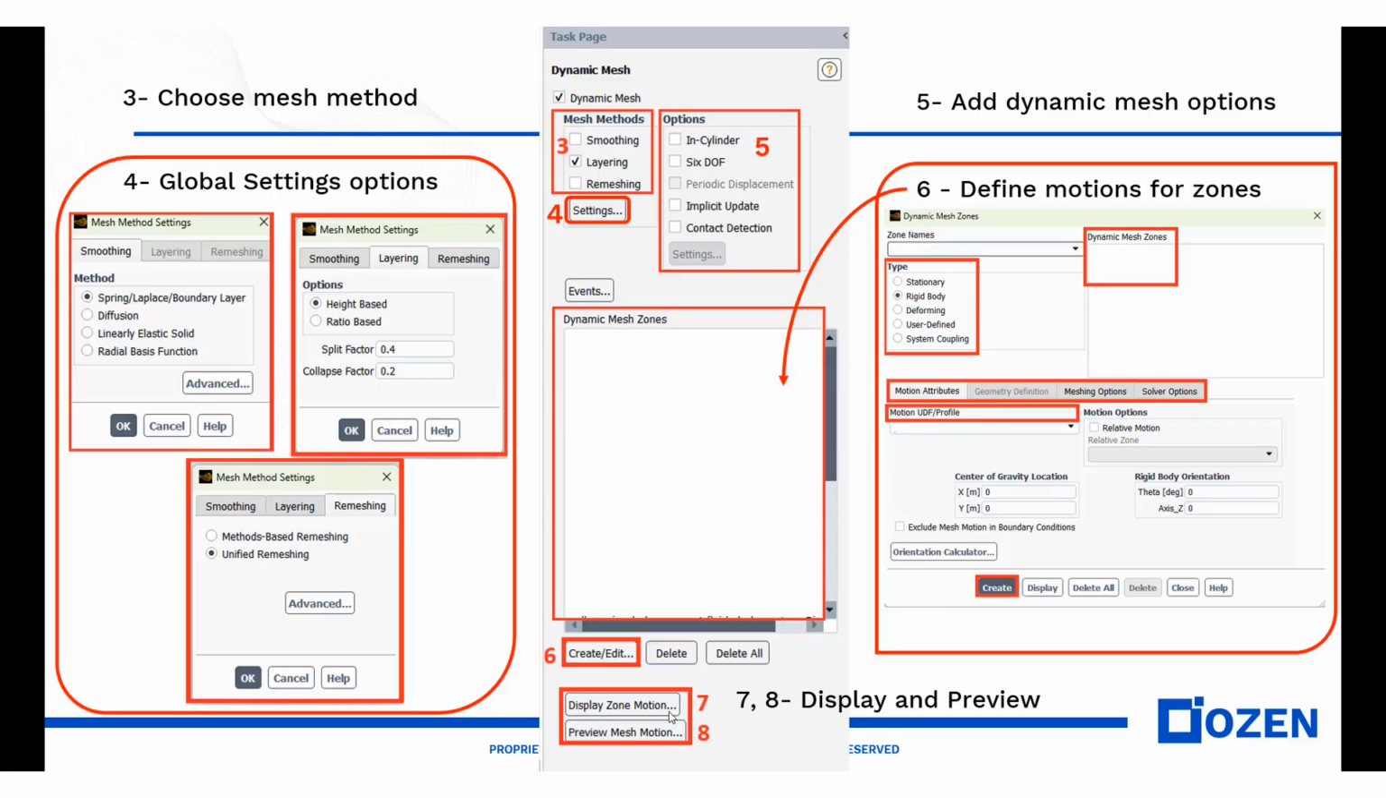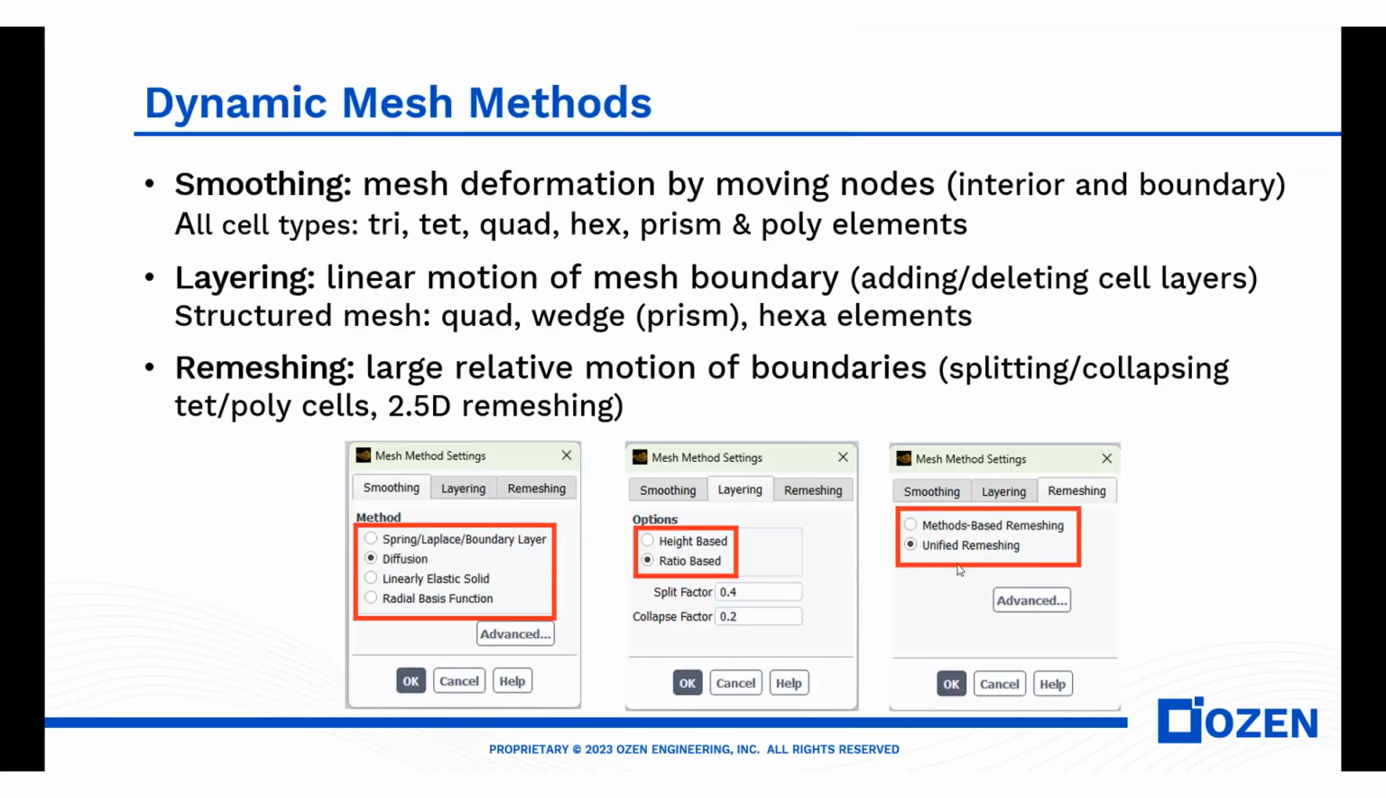Before finishing the setup, you can always display the zone motion, and then on the window you can see how the moving zone behaves, and if there is any problem you can detect it. You can also click on preview mesh motion and assign the time step size and number of time steps, and then you can see how the mesh moves.